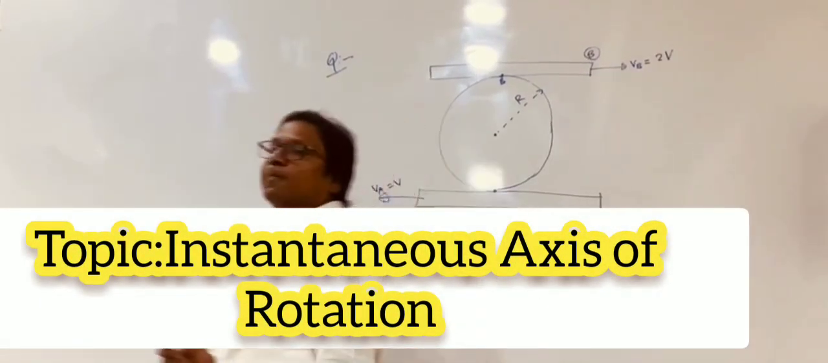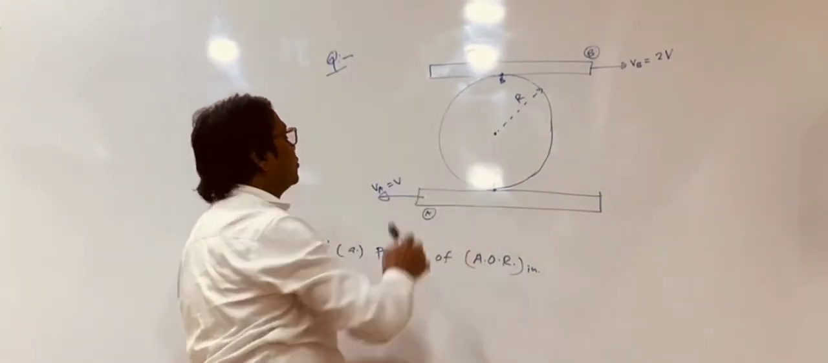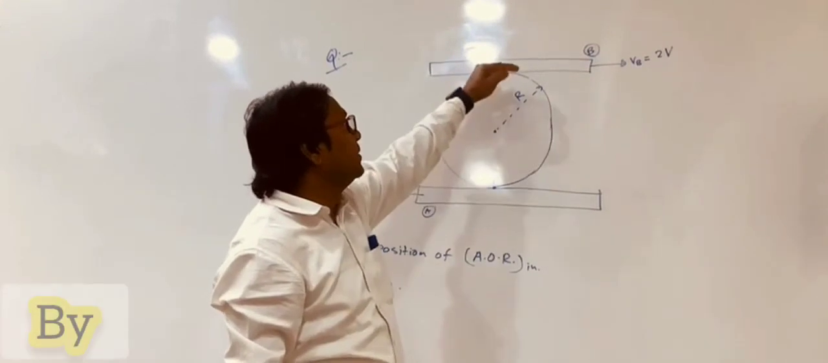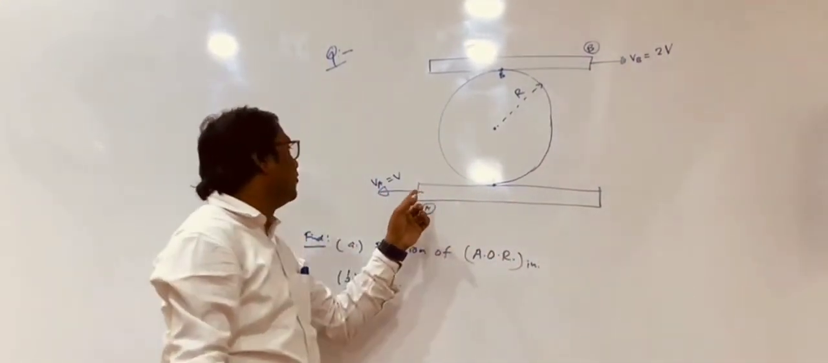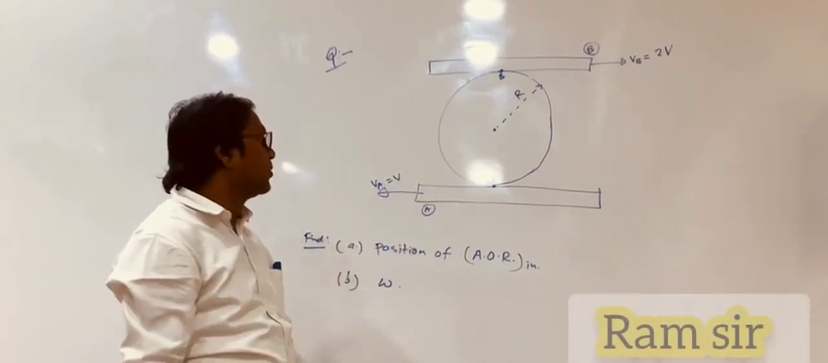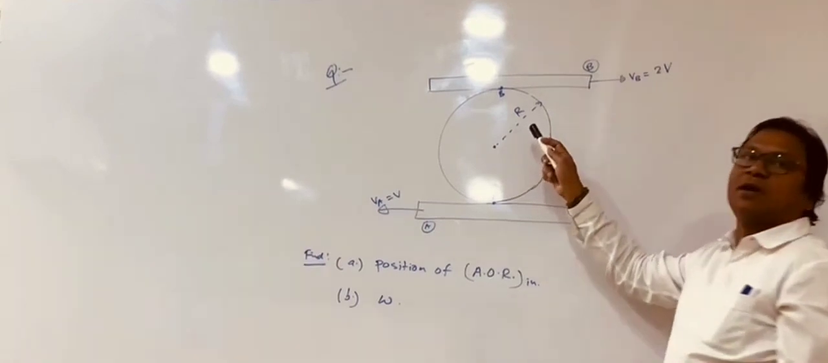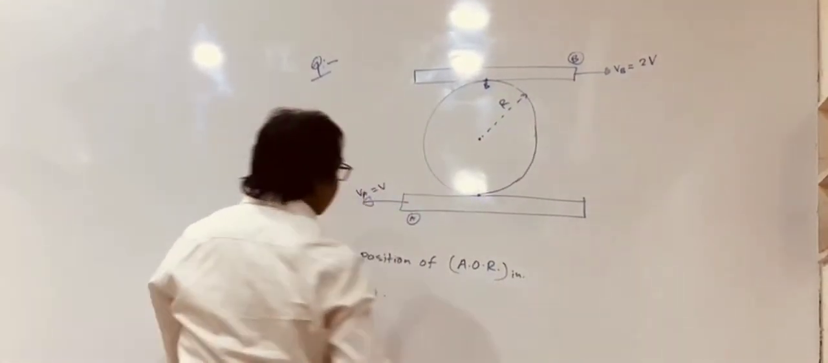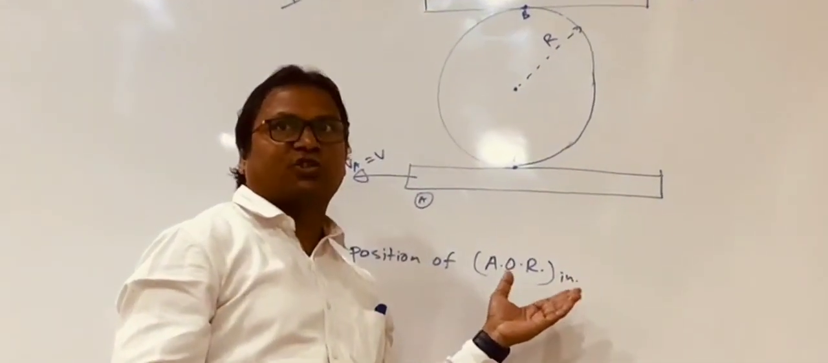Now in this question, this is a disk and these two slabs are there, A and B. The velocity of slab B is Vb equal to 2v and this one is Va equal to V. The radius of this disk is given as R. You need to find the position of the axis of rotation, the instantaneous axis of rotation.